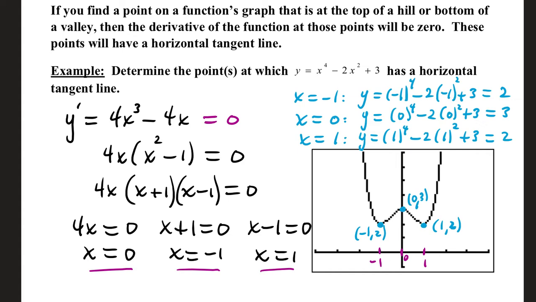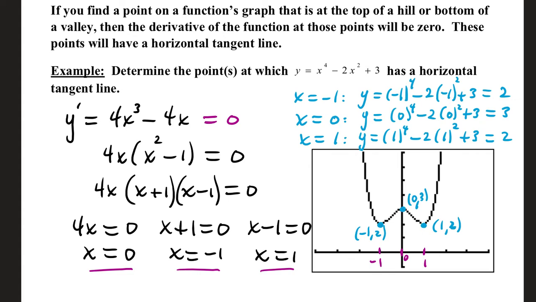To get the precise location, you go back to your original function, and one at a time, you plug in your critical numbers. When x is negative 1, and you plug it into your original function, you get 2. So that tells us the pair negative 1, 2 is one of our locations with a horizontal tangent line.